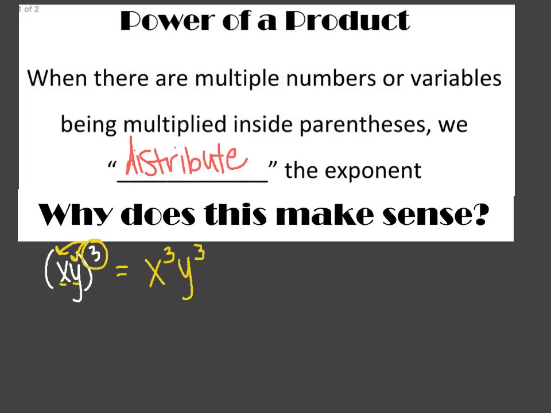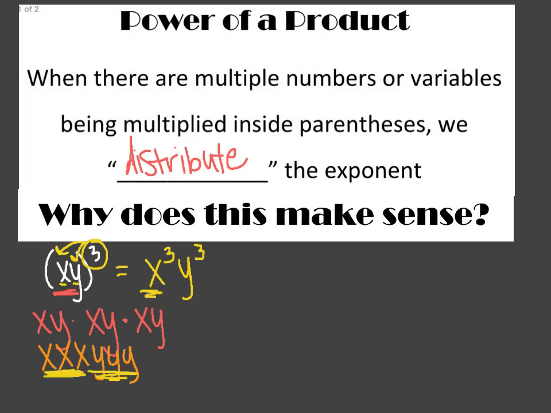So this is what the rule tells me. I already know that's what the answer is going to be, but I want to understand why this makes sense. Well, if I have xy all to the third power, what that really means is xy times xy times xy. If I rearrange these x's and y's, which I can do because it's multiplication, I would have an x, an x, an x, and then a y, a y, a y. Three x's makes x to the third. Three y's makes y to the third, so that's why this answer makes sense.